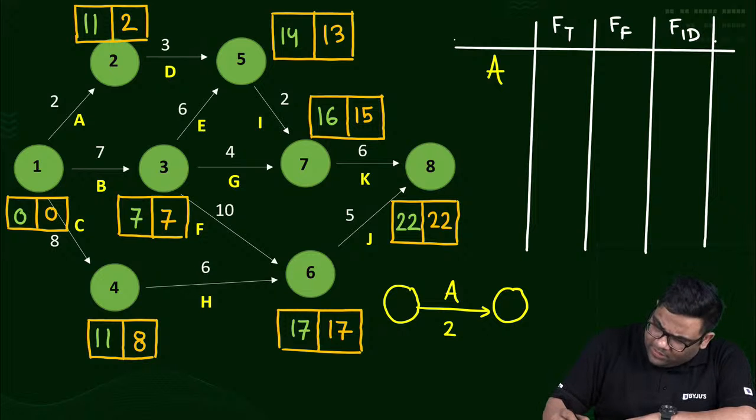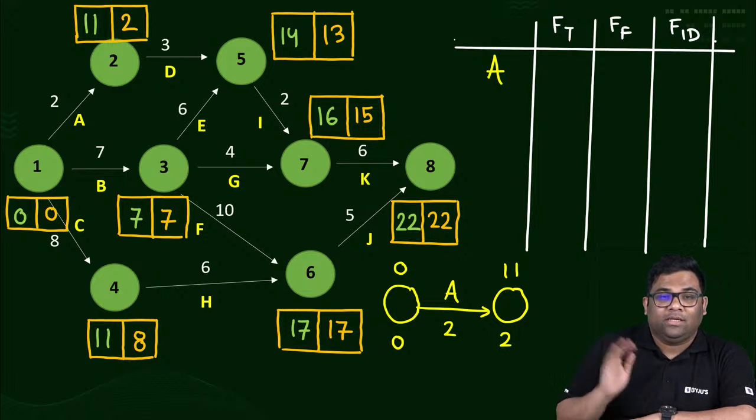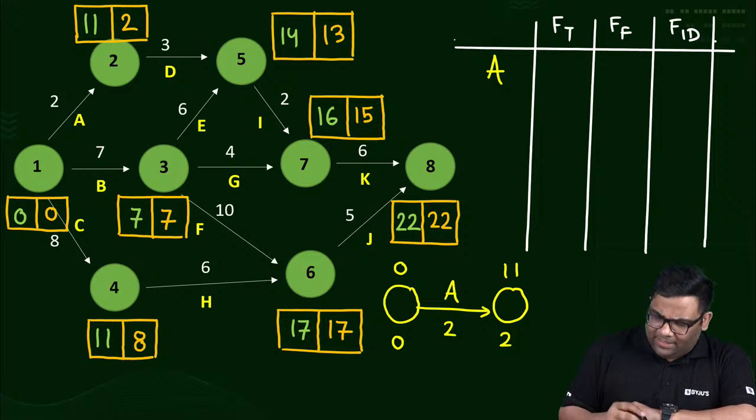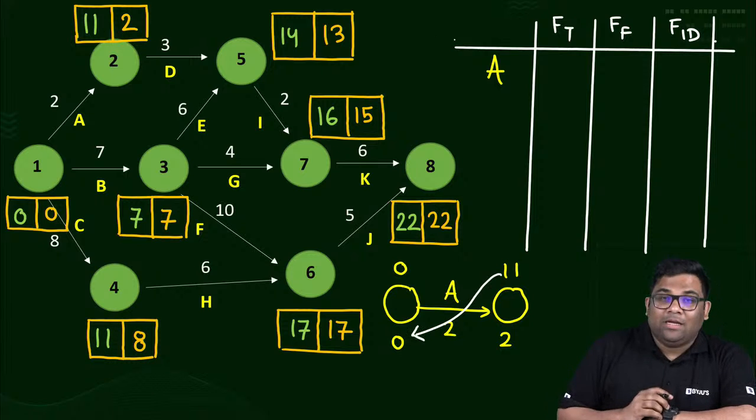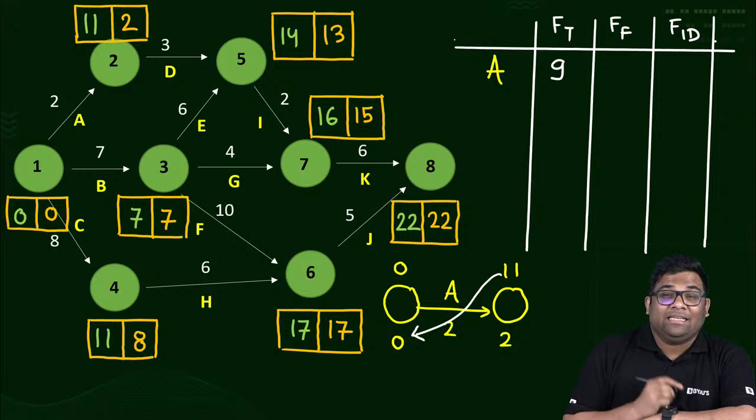2, 11, 2. Then 0, 0. Yes or no? This is activity A. Draw it separately. No problem. Then go by the flow. So what is the total float of activity A? It is 9, right? It is 9.